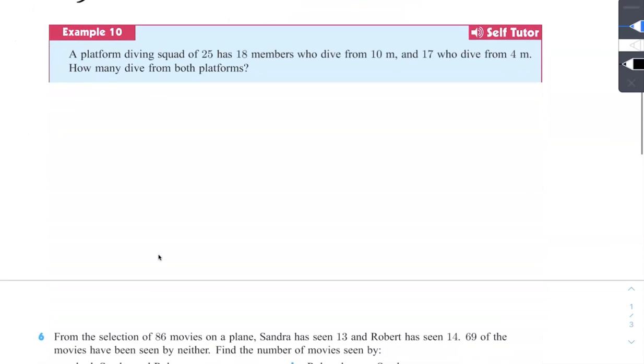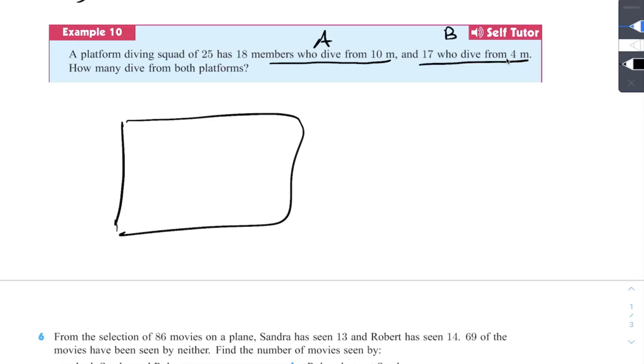Next one. A platform diving squad of 25 has 18 members who dive from 10 meters and 17 members who dive from 4 meters. So we have people from 10 meters, I guess that'd be A, and people who dive from 4 meters, that'd be B. Most of the time it's like labeling what they give me, but 10 meters, 4 meters, not going to be helpful. So here you go. Here are my crappy circles. Now, this platform diving squad has 25 members. So my universe is 25.